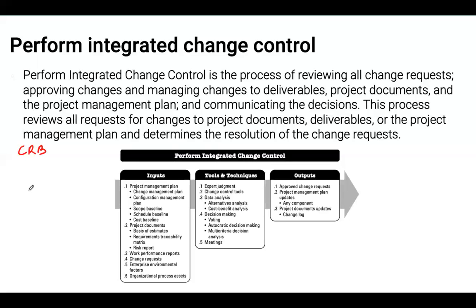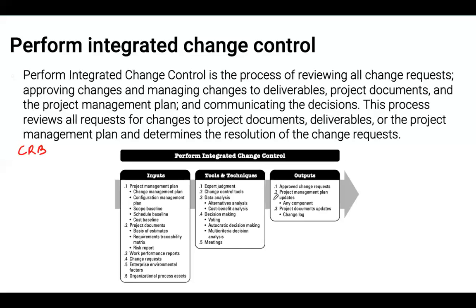Anyway, what we're inputting into that process is project management plan, project documents, work performance reports, change requests, obviously EFs and OPAs. And we're going to use expert judgment, the change control tools, data analyses, alternatives and cost benefit being the principal one. Decision making, especially if a decision is not clear, so there will be either voting or autocratic or multi-criteria analysis decision, which is a nice way of seeing a hierarchy of alternatives, and meetings, which are obviously the lesser evil, let's say.